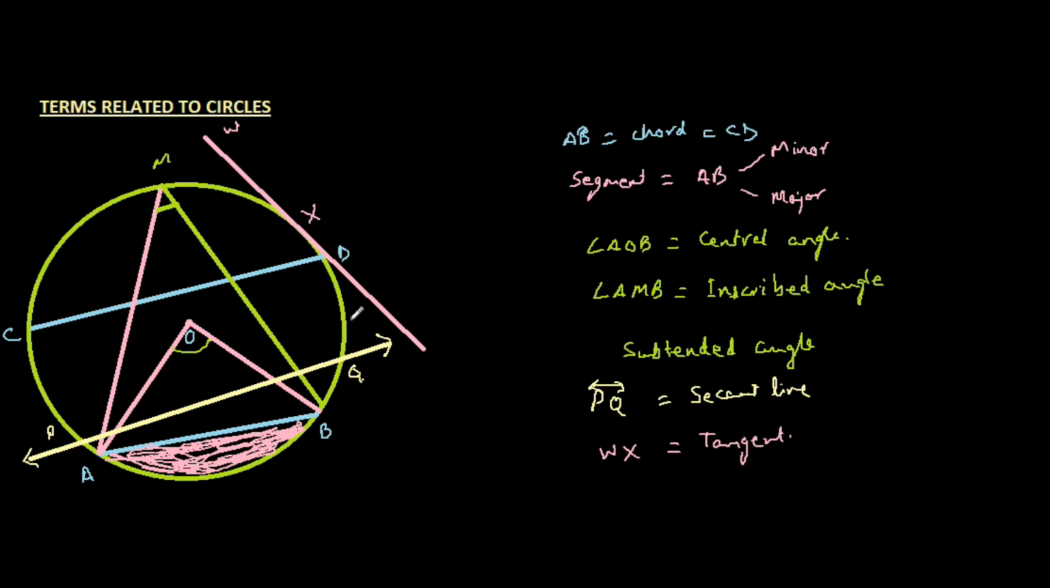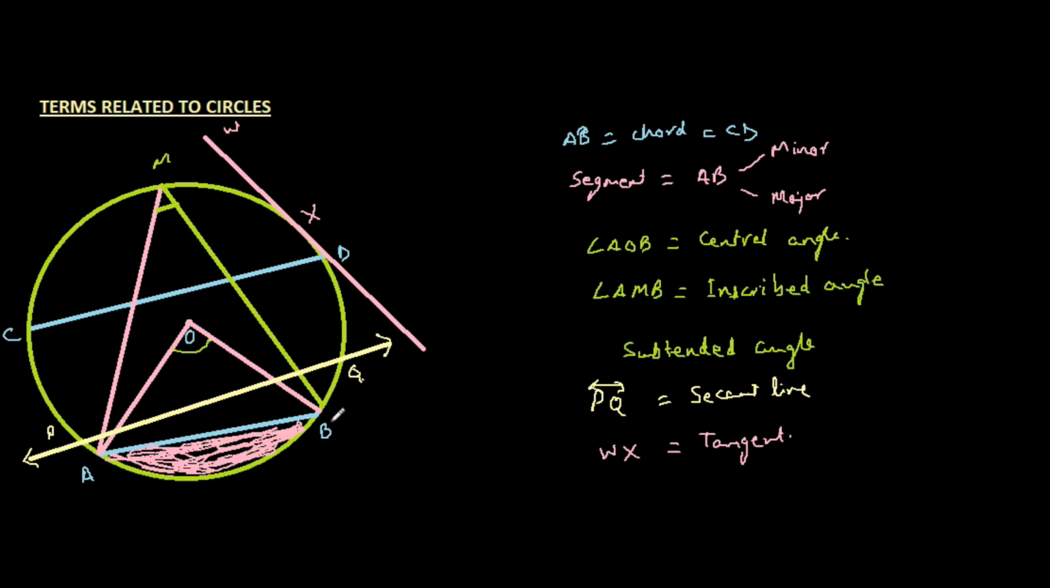A tangent is a line which touches the circle only at one point on the circumference of the circle. And a secant line is a line which passes through the circle and intersects the circle at least two points. So that is the major difference between tangent and secant.